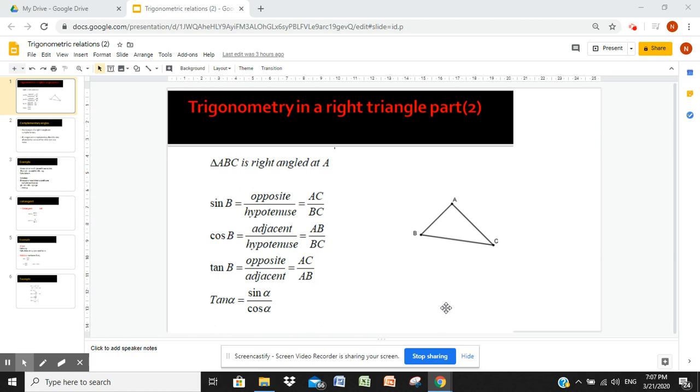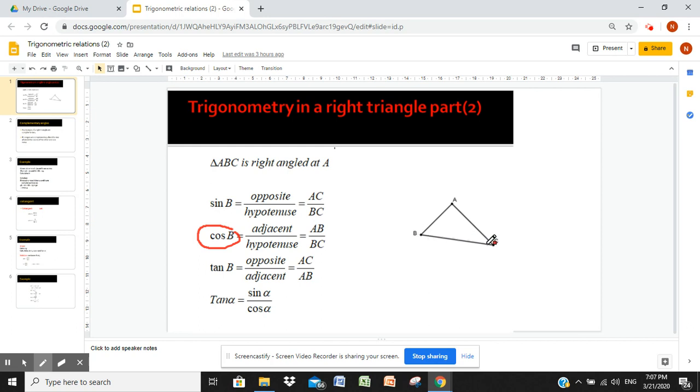Hi, everybody. We are going to continue what we started before. We said that the sine of an angle is the opposite over the hypotenuse. So sine of B is equal to AC over BC. Now, if I want to find sine of C, it is the opposite to C, which is AB, over the hypotenuse, which is BC. But where do I find AB over BC? It is cosine B. So we can conclude that sine C is equal to cosine B.